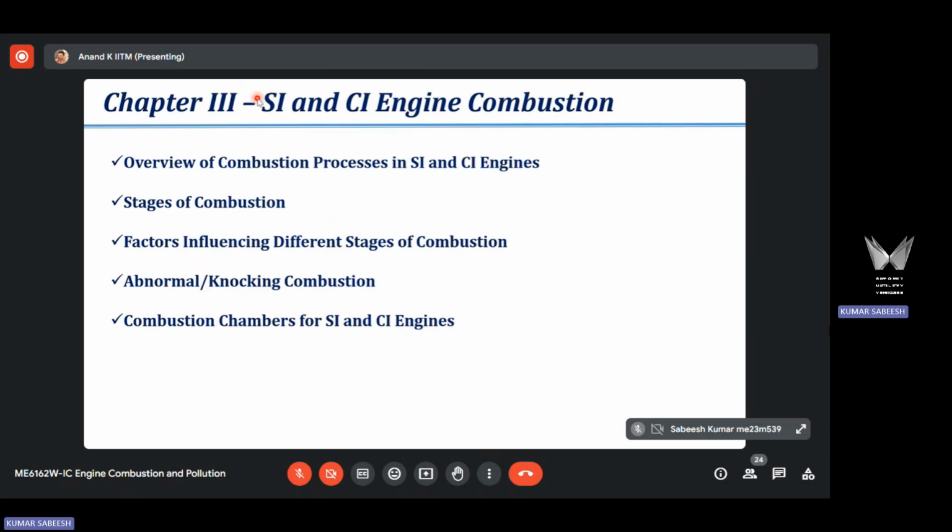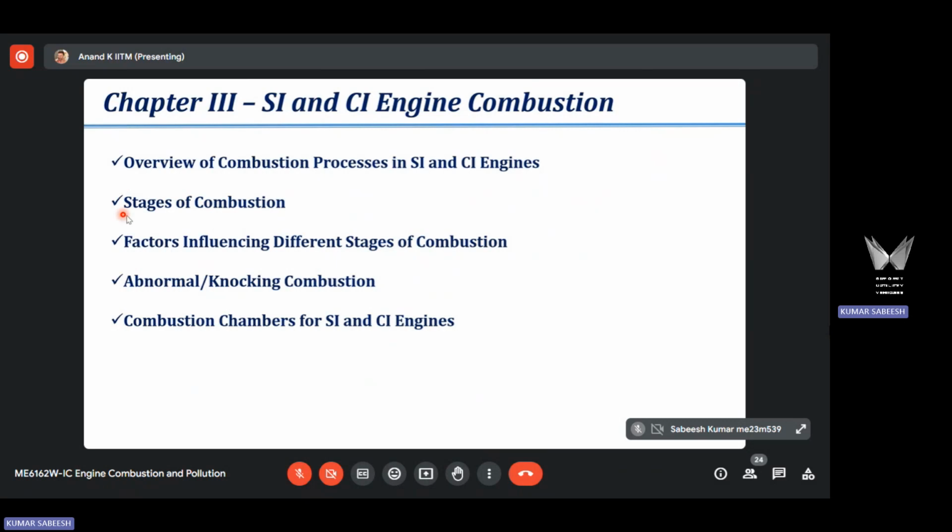So we have discussed SI engine combustion in this chapter so far, and in yesterday's class I started CI engine combustion. For CI engine combustion, I will follow the same sequence of contents as we have done for SI engine. So I'll start with the overview, and then I'll discuss the different stages of CI engine combustion. Then we'll discuss the factors that influence different stages of combustion.